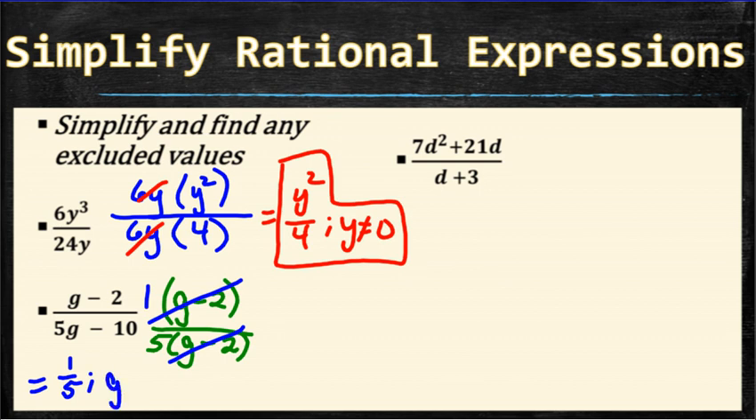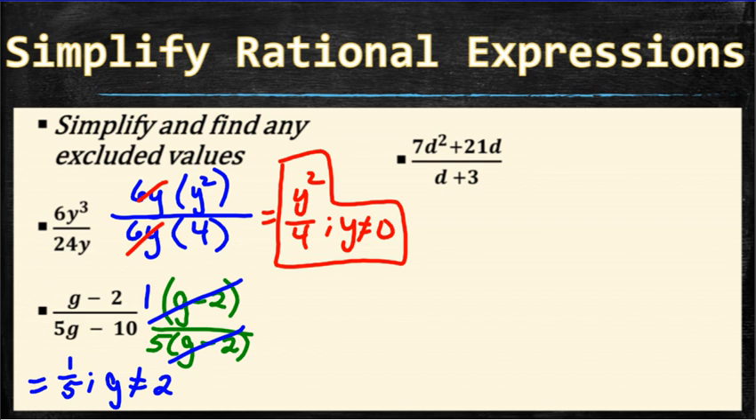But g cannot equal. So if I'm subtracting 10, 5g, this has to equal 10. So 5 times what gives me 10? 2. So g cannot equal 2. Because 5 times 2 is 10. 10 minus 10 is 0.